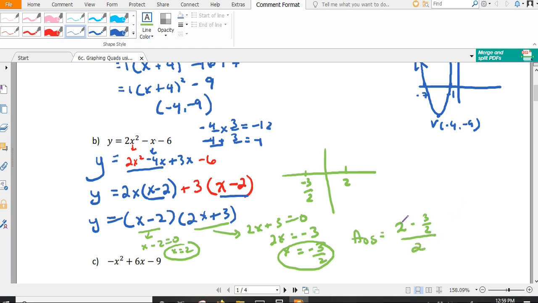That will give me 0.25 if you type that in your calculator: 2 minus 1.5 would be 0.5, and 0.5 divided by 2 will give you 0.25. Because that would be my axis of symmetry, it's down here. It's not going to be an accurate drawing, but down the middle here would be my axis of symmetry.